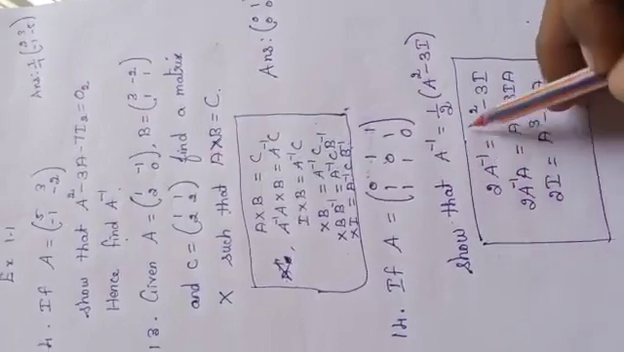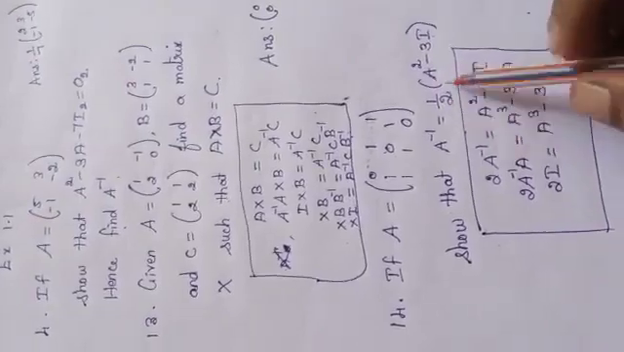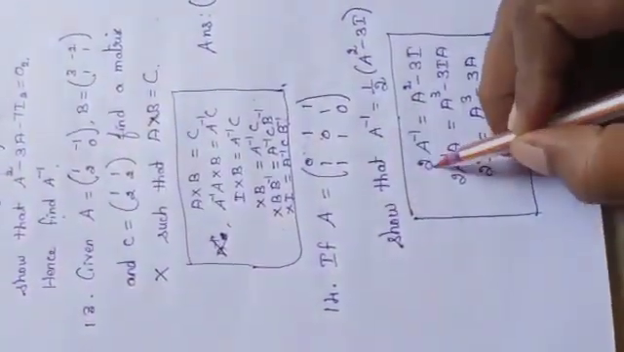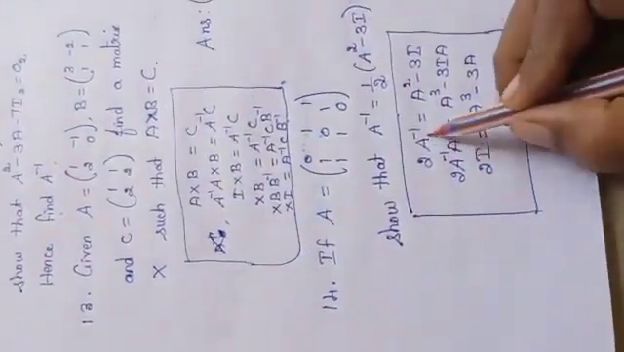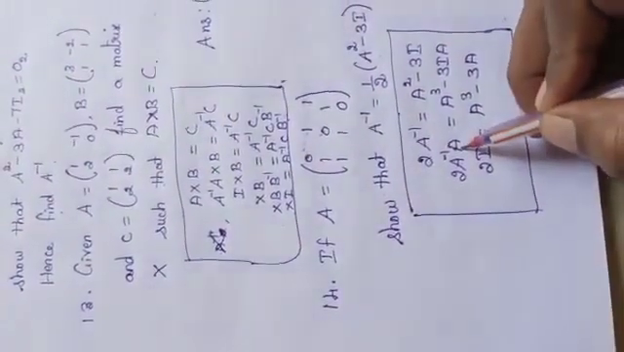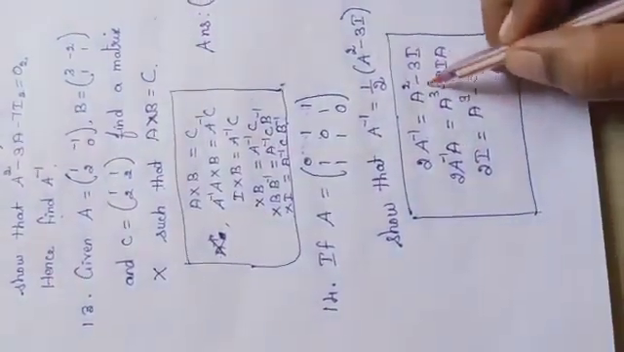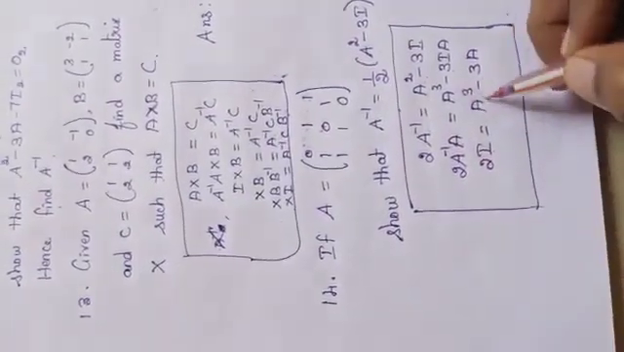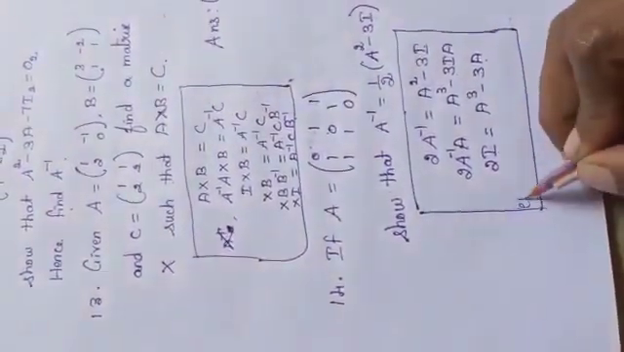Also, the 14th problem. A is given. Show that A inverse equals 1 by 2 into A square minus 3A. You can simplify this and then prove it. Because to find A inverse and then A square would be long, cross multiply: 2 into A inverse is equal to A square minus 3A. To eliminate A inverse, post multiply by A. 2 A inverse A is equal to A cube minus 3I into A. A inverse into A is I, and 3IA is 3A. So it is enough to prove this.